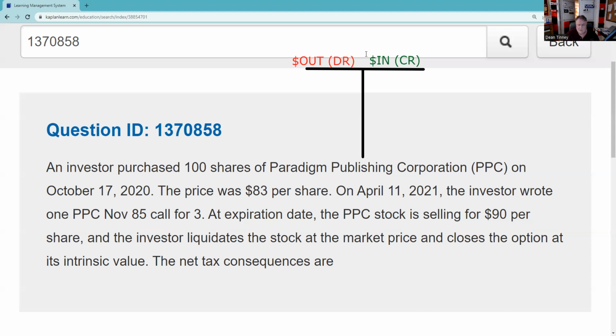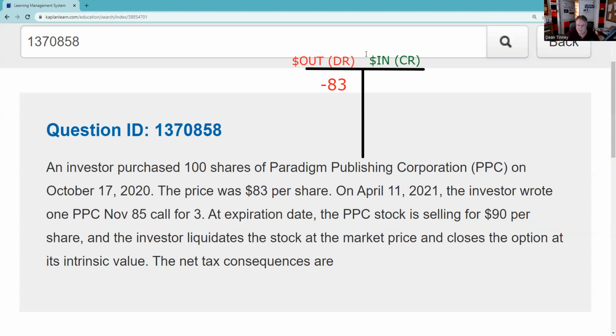So a customer bought 100 shares of Paradigm Publishing Corporation on October 17, 2020. The price was 83. So that's 83 out that we paid for the stock. Again, I recommend you do things on a per share basis. I'm not going to put $8,300 in here. I'm going to do a per share. Then when I'm all done, I can multiply once by 100 rather than multiplying all the way through, which I think gets kind of messy.